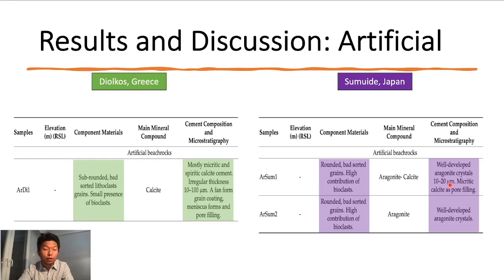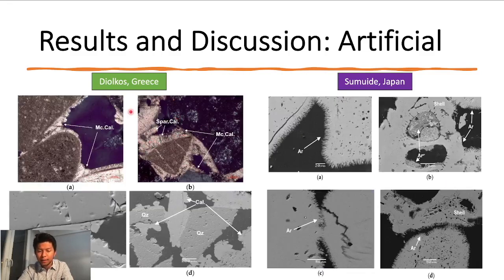For the polarized microscopy images and SEM images, we can see here we have microcrystalline calcite cement. Here we have a micritic sparitic calcite cement forming a very defined fan-shaped grain coating. Again, here we have well-developed calcite cement and also a fan-shaped grain coating right here.